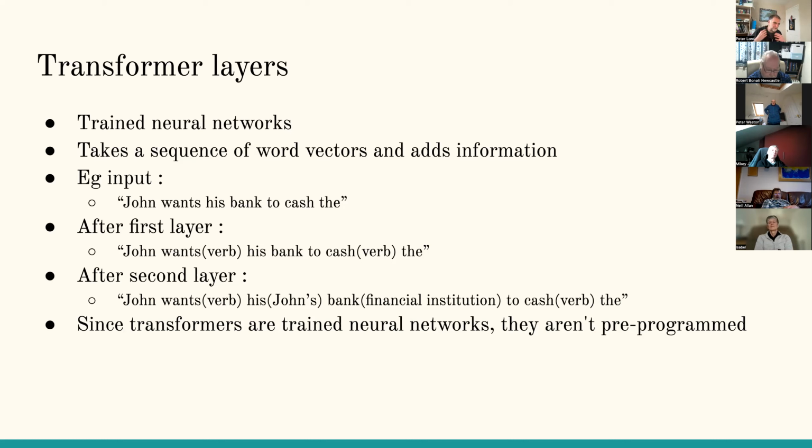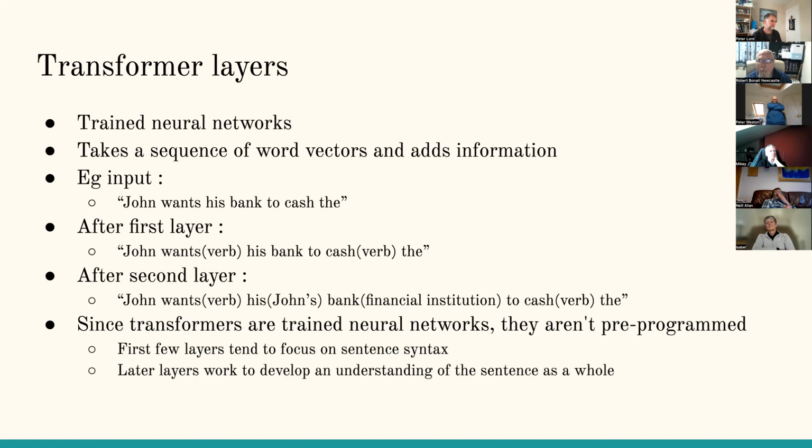Since transformers are trained neural networks and not pre-programmed, there's this whole new science. You train these transformer layers to figure out how they work. But in fully trained large language models, we can see that the first few layers tend to focus on sentence syntax. Later layers develop an understanding of the sentence as a whole, and the final layers tend to start predicting what the next word or token might be.